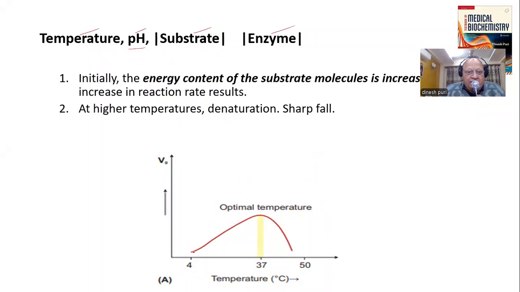For example, temperature: as you increase the temperature, the enzyme activity increases almost linearly till optimum temperature where it reaches the peak. And thereafter, typically after about 40 to 42 degrees Celsius, there is abrupt fall in the enzyme activity. This is because of denaturation. So the first phase, the rise, was because of increased kinetic energy of the substrate molecule, and this second precipitate fall is because of denaturation.